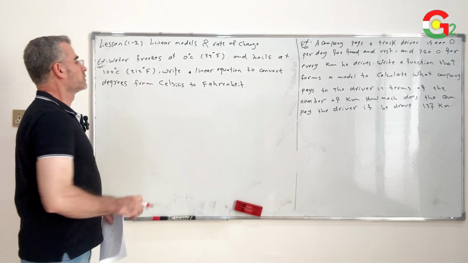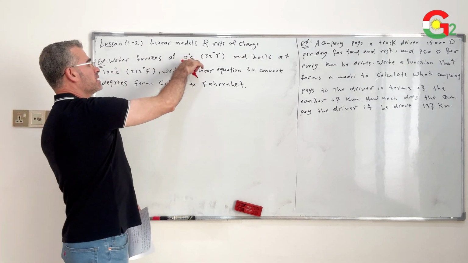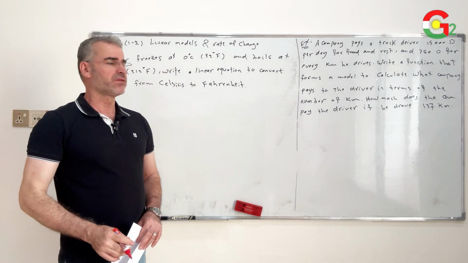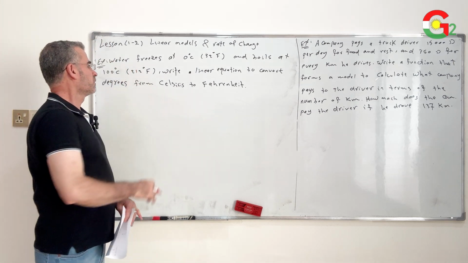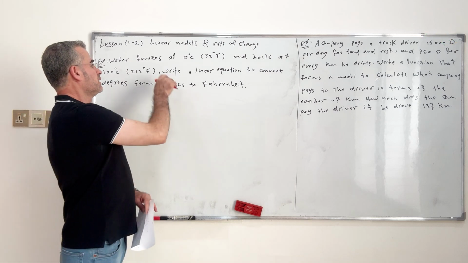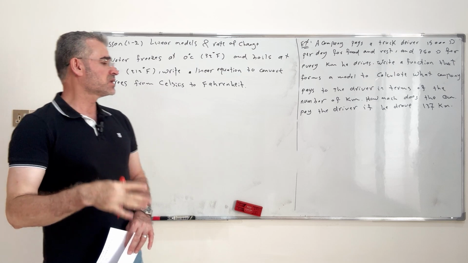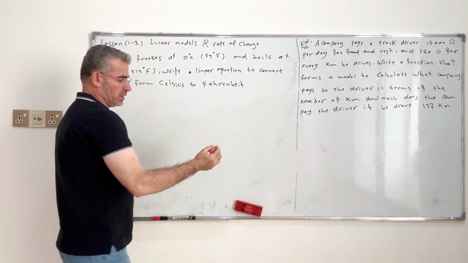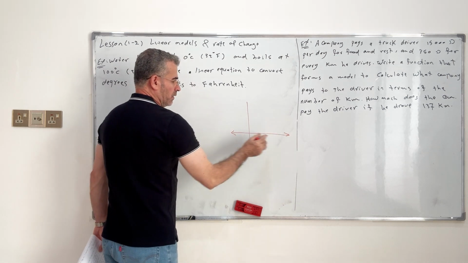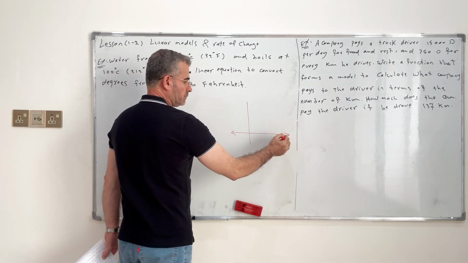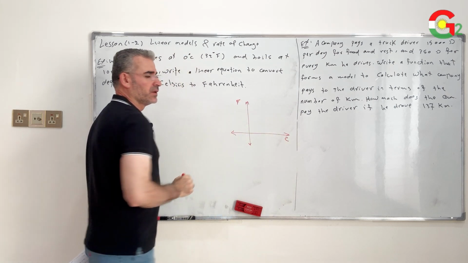Example, it is a word problem. Water freezes at 0 degrees Celsius, 32 degrees Fahrenheit, and boils at 100 degrees Celsius, 212 degrees Fahrenheit. The task is to write a linear equation to convert degrees from Celsius to Fahrenheit. Let me sketch the graph of this problem first. I set the horizontal axis for the Celsius degrees and the vertical axis for the Fahrenheit degrees.